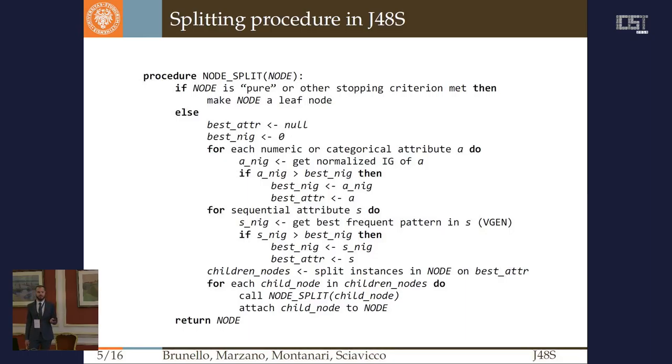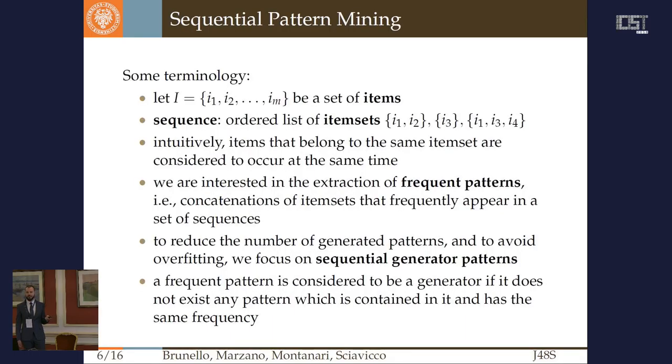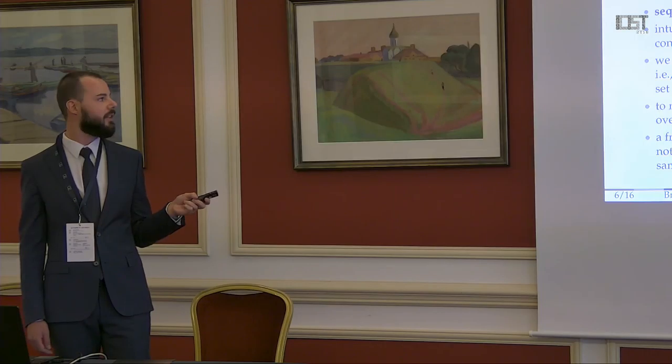So, as for the modifications we made to J48 to transform it to J48S, this is the main splitting procedure used during the training phase of the decision tree. As you can see, we first evaluate classic attributes, so numeric and categorical, trying to determine their so-called normalized information gain. Having done that, we proceed with the sequential attributes, and we extract for each sequential attribute a pattern by calling the VGEN algorithm. Again, each pattern is evaluated according to its normalized information gain. And finally, we split on the best attribute we found.